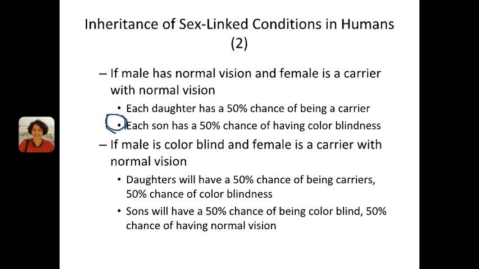If, on the other hand, we have the 3rd condition here, that the male is colorblind, so he's got the defective X chromosome, and the female is a carrier for the condition herself, but she has normal vision, so she's got one mutated X chromosome and one wild-type X chromosome. In this case, the daughters will have a 50% chance of being carriers for color blindness and a 50% chance of being colorblind themselves if they inherit the X chromosome with the allele that determines color blindness from each of their parents. And then the sons will have a 50% chance of being colorblind and 50% chance of having normal vision.